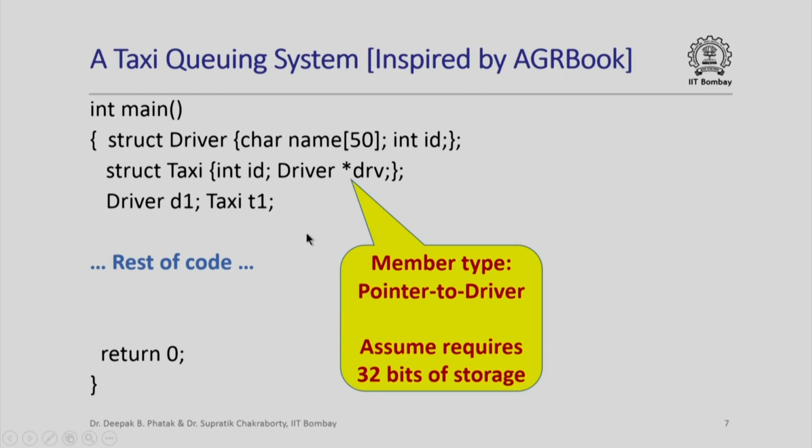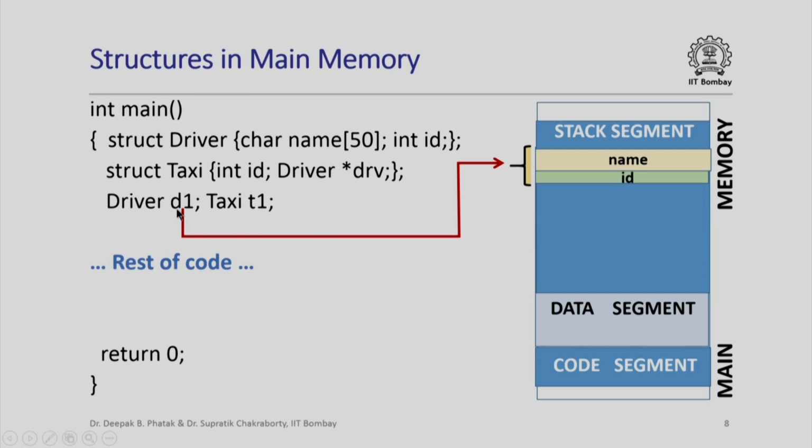Now, if we assume that every location in main memory in our computer can be addressed using 32 bits of address, then every pointer, which must store such an address, would require 32 bits of storage, or 4 bytes. Now, we have also defined two variables here, D1 and T1.